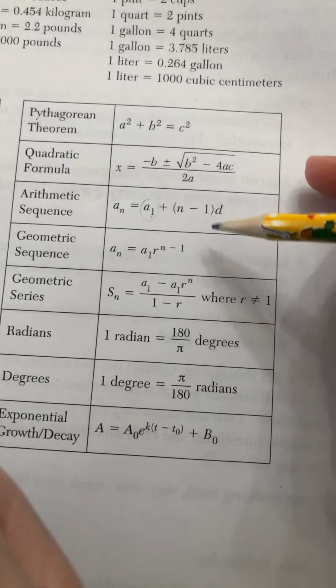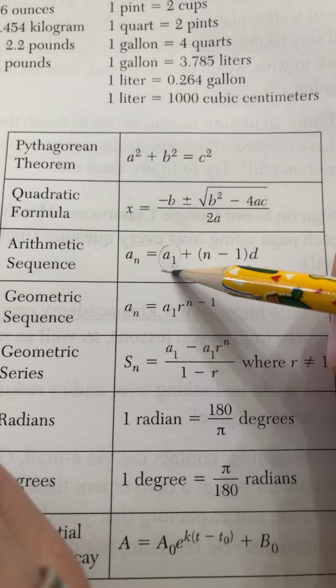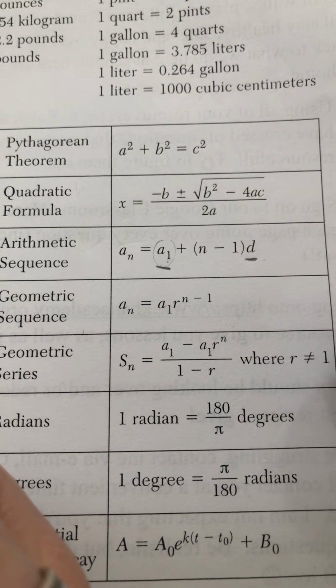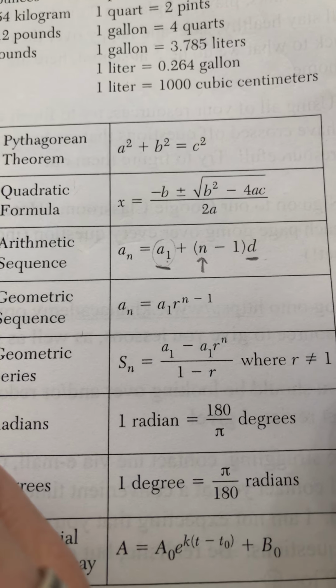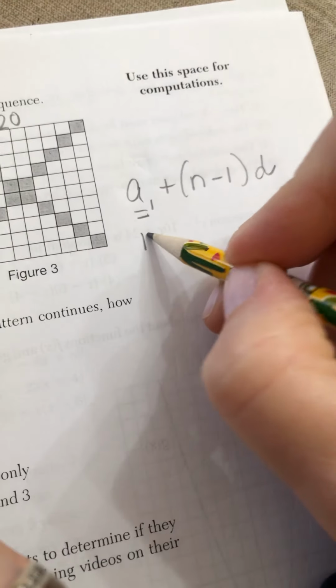And it involves this formula right here. It's called an arithmetic sequence. We're going to plug a number in for a sub 1. We're going to plug a number in for the common difference. And then this is the term we're looking for. Okay? So let me just jot that down really fast. It looks like this. A sub 1. It looks like that. So a sub 1 is the first number in the pattern. First pattern had 12 shaded images.